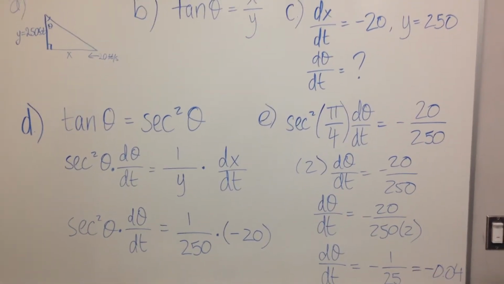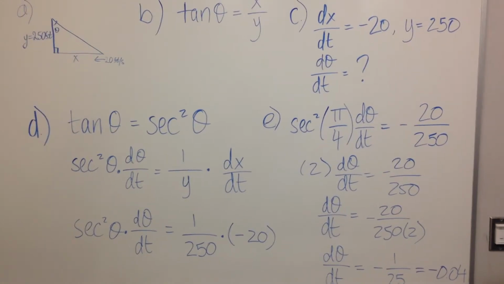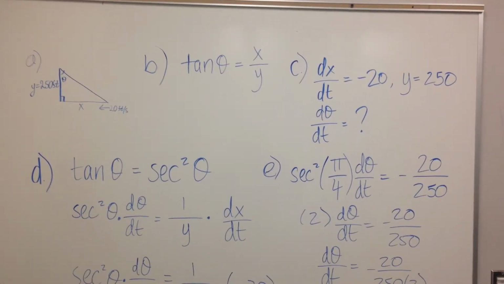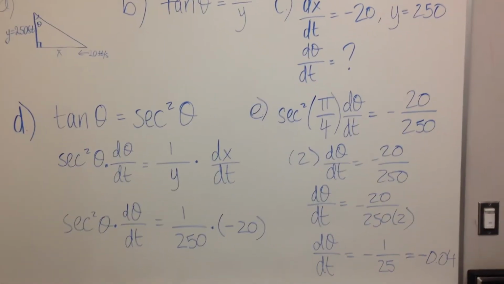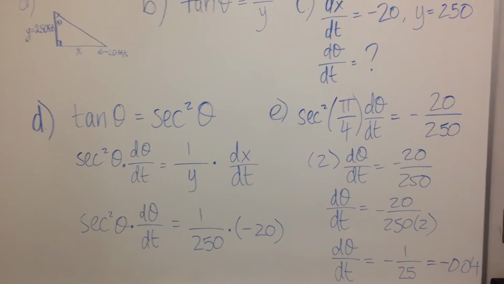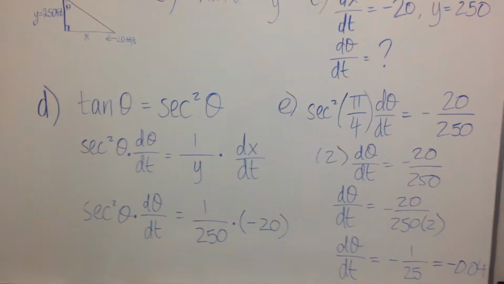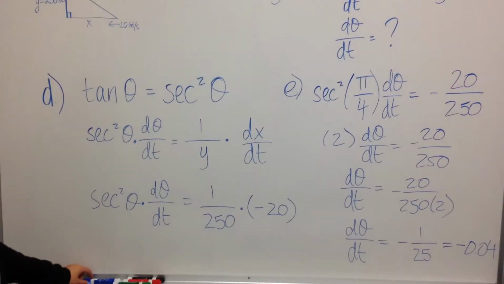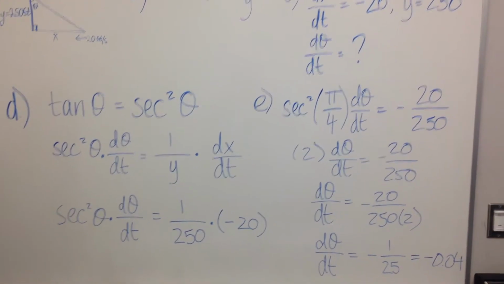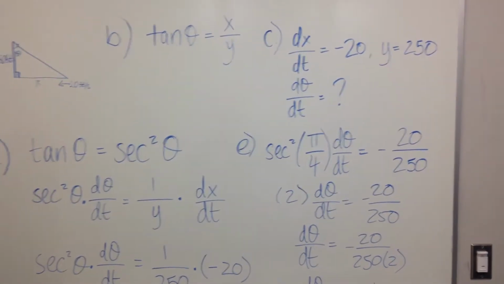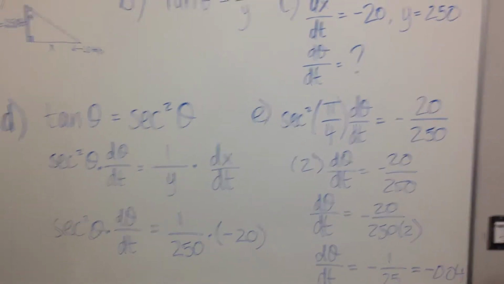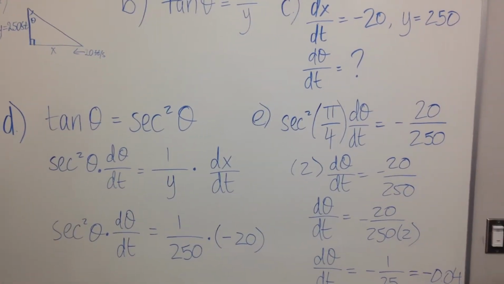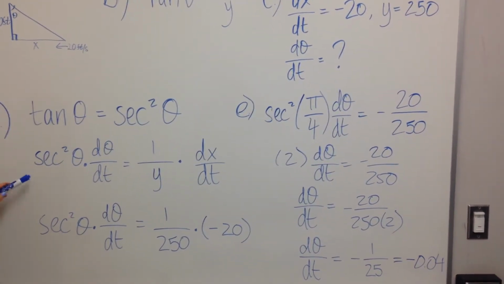Okay, so now we have to differentiate the original equation, which is tangent theta equals x over y. We know that the derivative of tangent theta is secant squared theta. So we set up the equation as secant squared theta times the derivative of theta with respect to t equals 1 over y times the derivative of x with respect to t.